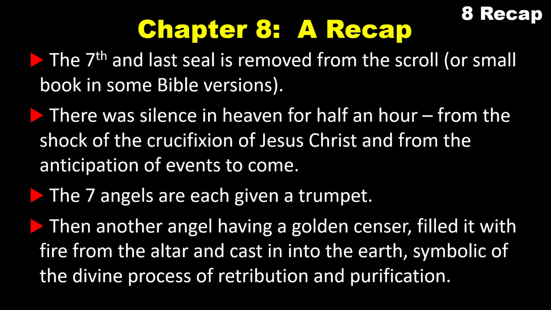The seventh and last seal is removed from the scroll, or small book in some Bible versions. There was silence in heaven for half an hour, from the shock of the crucifixion of Jesus Christ and from the failure of the people to follow the covenant of Moses. The 7 angels are each given a trumpet. Then another angel, having a golden censer, filled it with fire from the altar and cast it into the earth, symbolic of the divine process of retribution and purification.